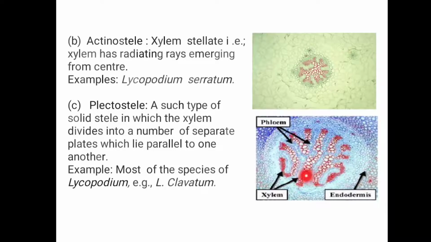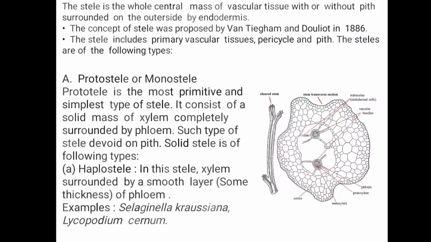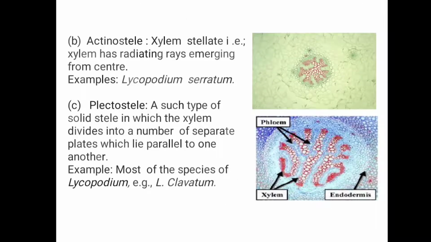You can see this in this figure, the dark red color. They are the plates of xylem, and they are divided and arranged in parallel. Most species of Lycopodium and Clavatum have the plectostele. So the haplostele, actinostele, and plectostele are the three types included in the monostele.